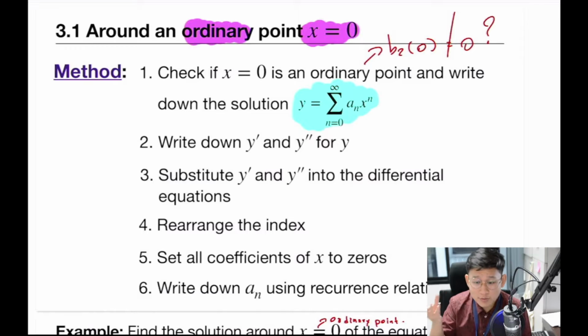And then you can write down the solution, which is the summation from n equals 0 to infinity of an x to the n. In the exam, you need to write down at least 4 terms for a0 and 4 terms for a1 to get the full marks. Good. Okay, let's look at another example.